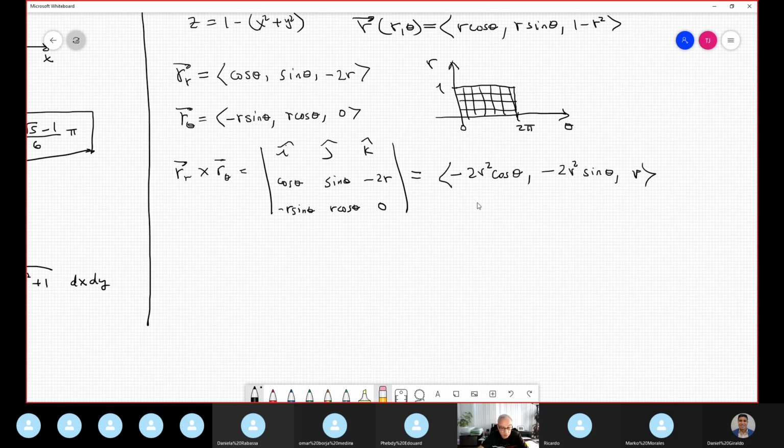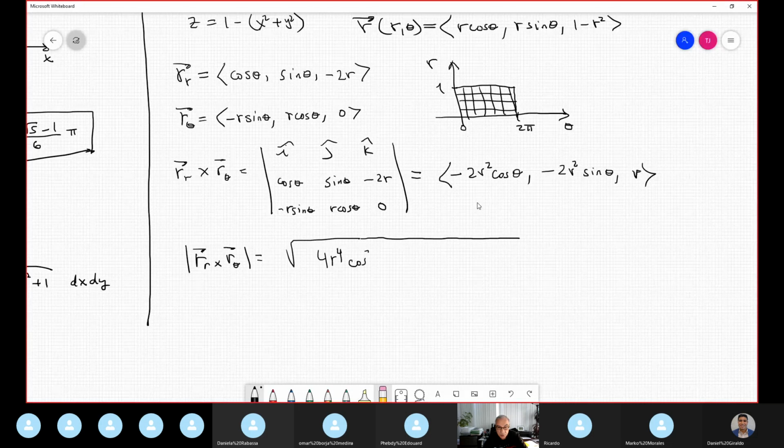Okay, now I compute the magnitude of this. The magnitude is the square root of the sum of the components squared, one by one. You square the first, and we have 4 r to the 4 cosine squared theta. When you square the second, it's 4 r to the 4 sine squared theta, plus r squared.